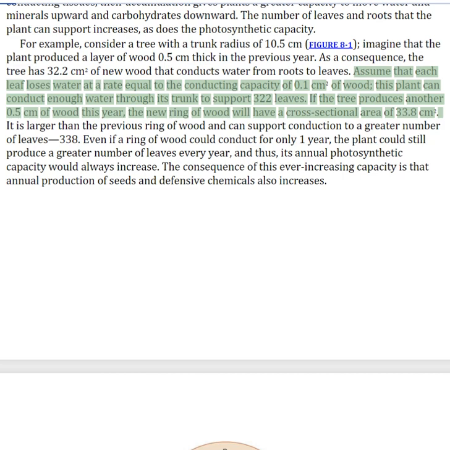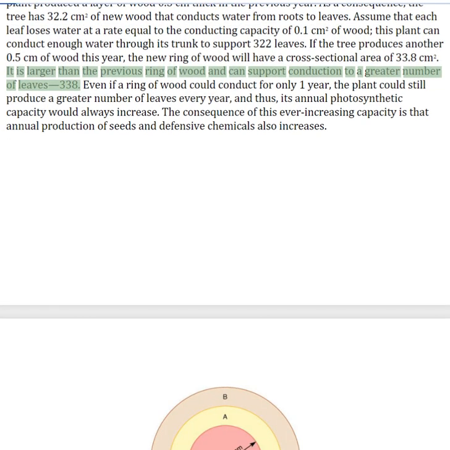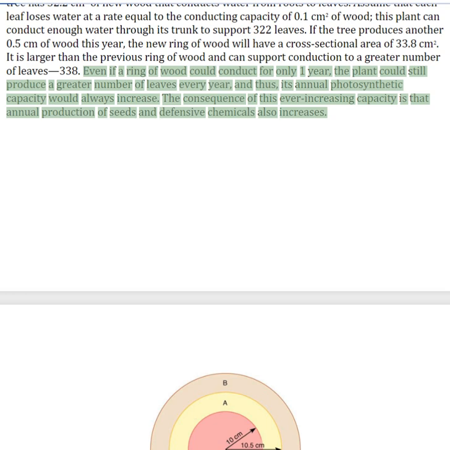If the tree produces another 0.5 centimeters of wood this year, the new ring of wood will have a cross-sectional area of 33.8 square centimeters. It is larger than the previous ring of wood and can support conduction to a greater number of leaves, 338. Even if a ring of wood could conduct for only 1 year, the plant could still produce a greater number of leaves every year, and thus, its annual photosynthetic capacity would always increase. The consequence of this ever-increasing capacity is that annual production of seeds and defensive chemicals also increases.